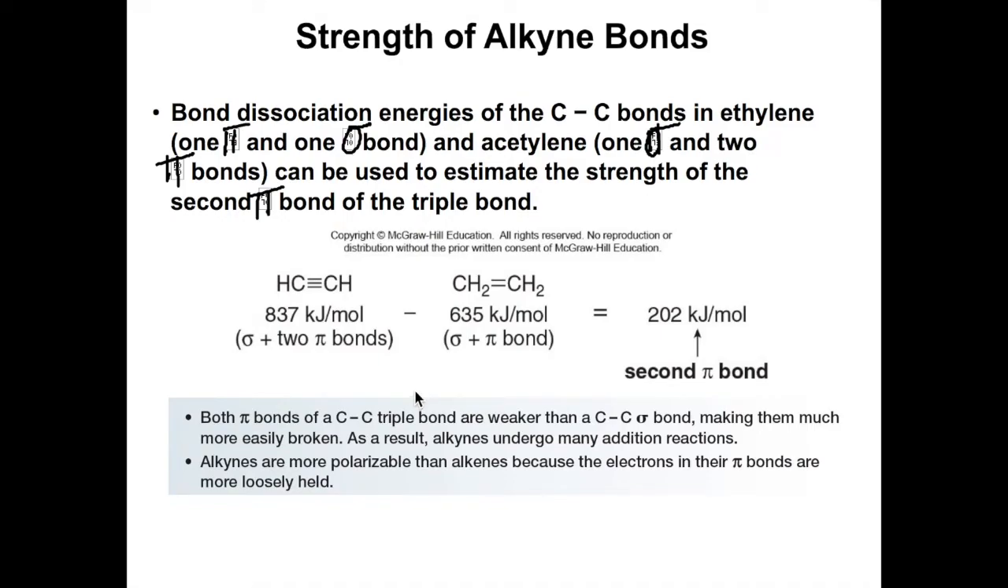As I mentioned before, the pi bond is not as strong as the sigma bond. And by looking at the bond dissociation energies, we can establish how strong the second pi bond in the triple bond is. So we can look at how strong a double bond is, then subtract the double bond from the triple bond, and that will give us the bond dissociation energy of the second pi bond in a triple bond.